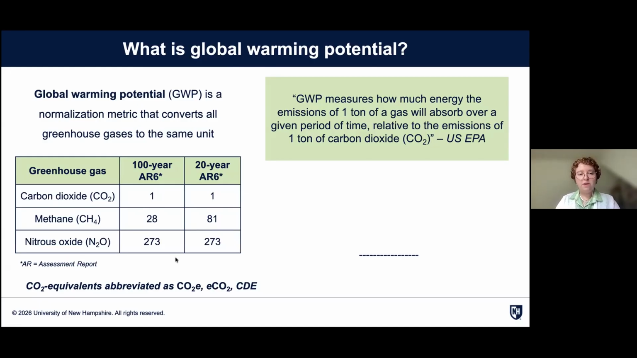Also want to highlight on this table that we have both 100-year and 20-year GWPs. The reason that's helpful is because the warming impacts of different gases have shorter cycles in the atmosphere. Methane in particular has a much more intensive warming impact in the atmosphere within the first 20 years after its release rather than the first 100 years. So if your institution has very methane-intensive activities that release a lot of methane, it can be helpful to look at that 20-year GWP to see what the emissions are in the short term as well as in the long term.